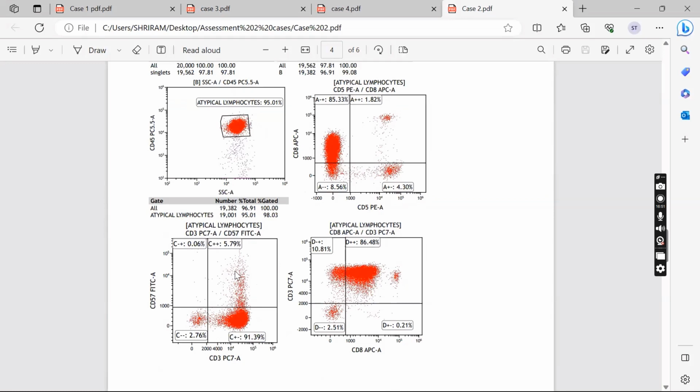Because see the scatter, very low side scatter. And you can also find this small population, which could be stage 1. This is stage 2 and stage 3. So that is hematogones.